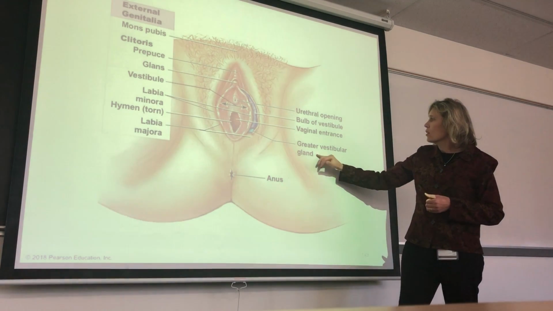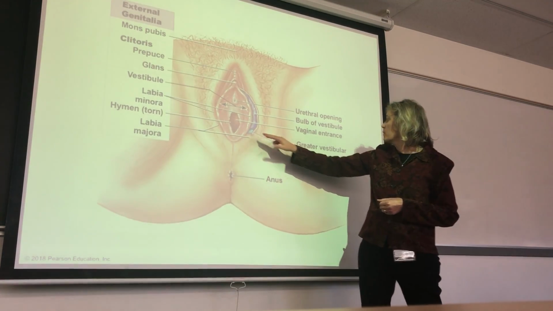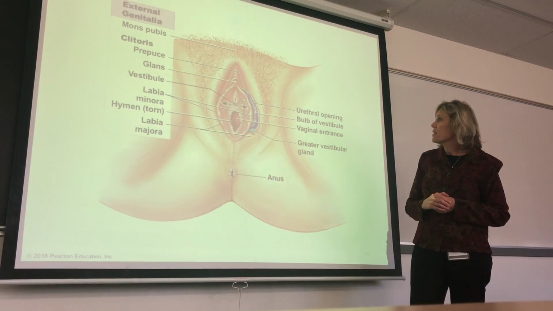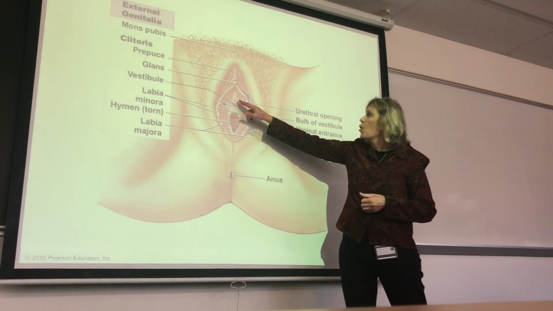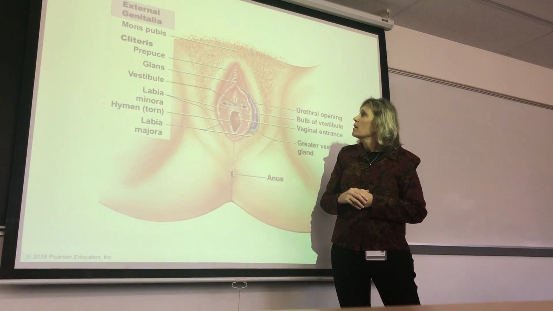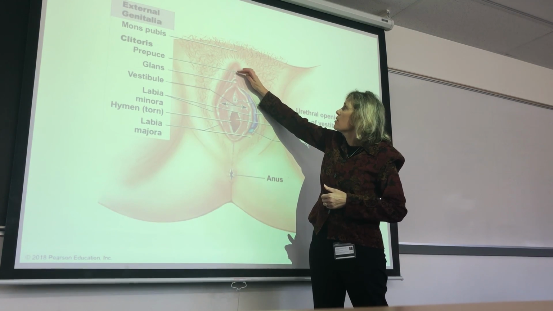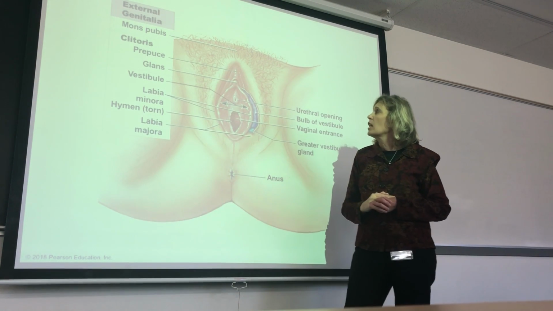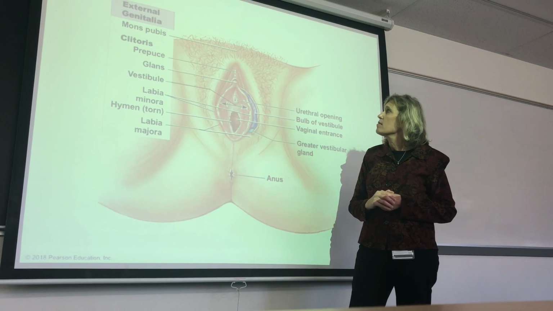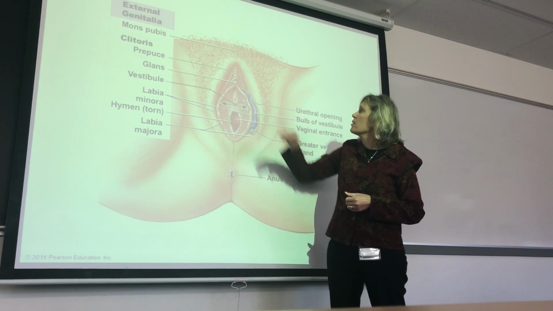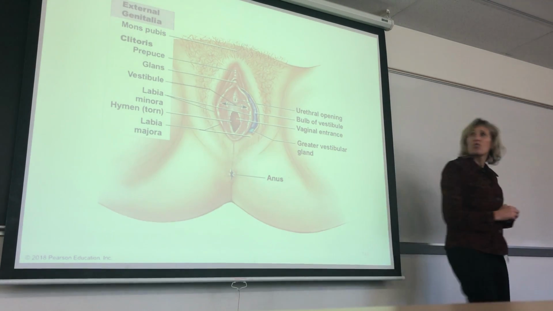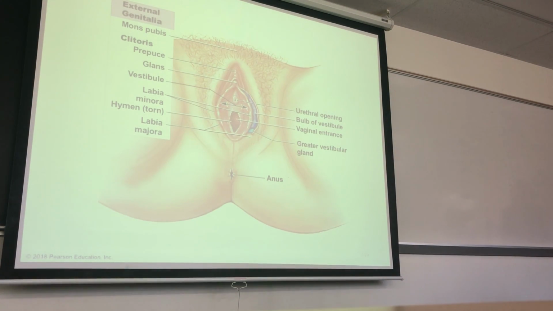Here's the greater vestibular gland. This is the urethral opening. This is the prepuce on the female, just a little piece of skin that's overlying the clitoris. And then there are the glands of the clitoris. So that's the external genitalia of a female.